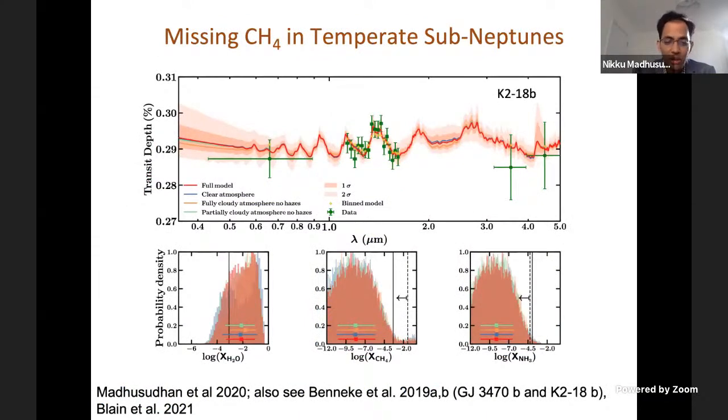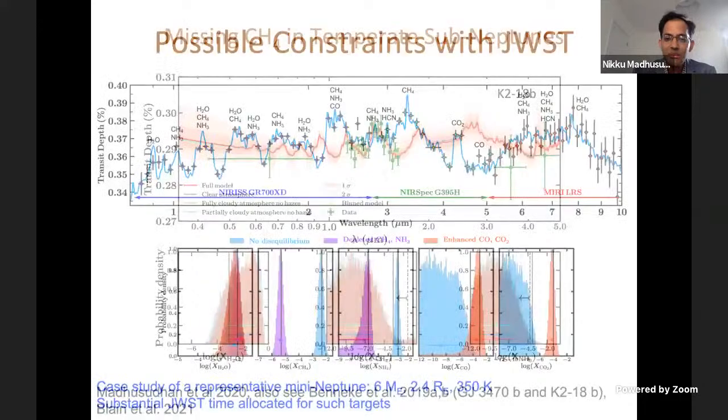We have looked at several planets now as a field, about 3 to 4, maybe even 5 planets below 600 Kelvin equilibrium temperatures, and we have never actually found methane. And that's a big question in the field. Why are we not seeing methane? Is there some strong chemical disequilibrium process that's happening in these atmospheres?